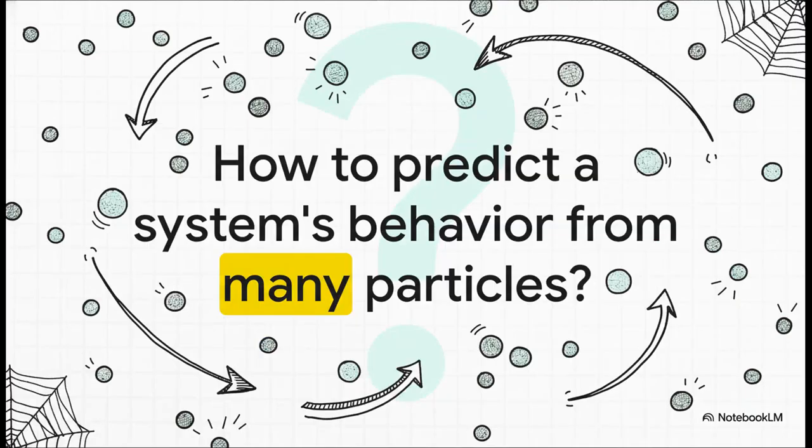But let's start with the big question. Think about it. Imagine a gas in a room. You've got trillions upon trillions of molecules just bouncing around like crazy. How on earth can we possibly predict what that whole system is going to do? It seems like pure chaos, right? Well, that exact problem is why we need models like the one we're looking at today.